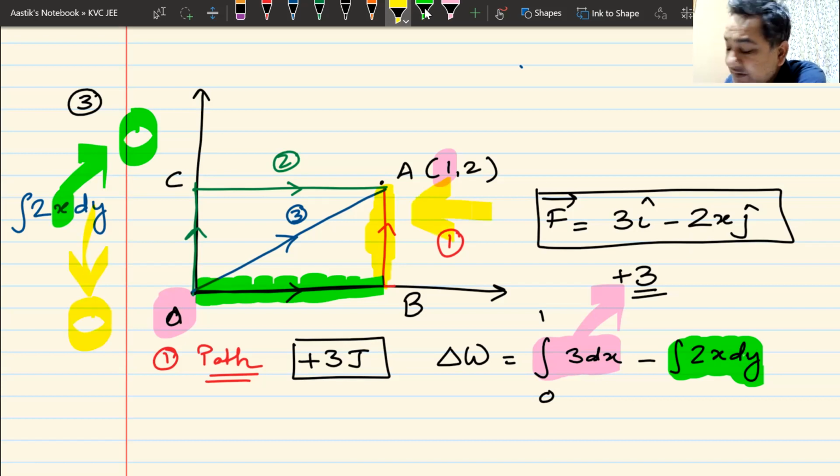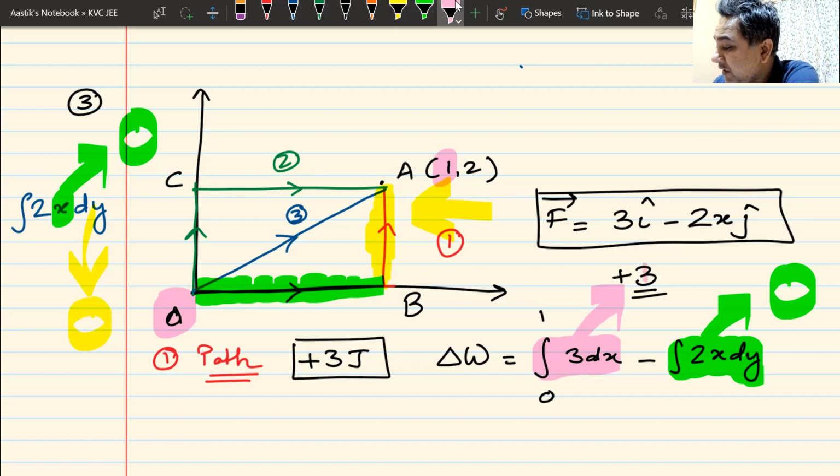Look at this path. I'm going straight up. The value of y is 2. dy means change in the value of y. The value of y does not change. And hence, this integral also becomes 0, sir. 0. So this entire answer becomes 0. And the answer for the first part is simply plus 3.